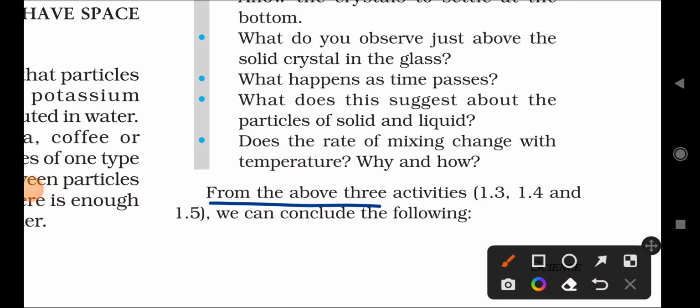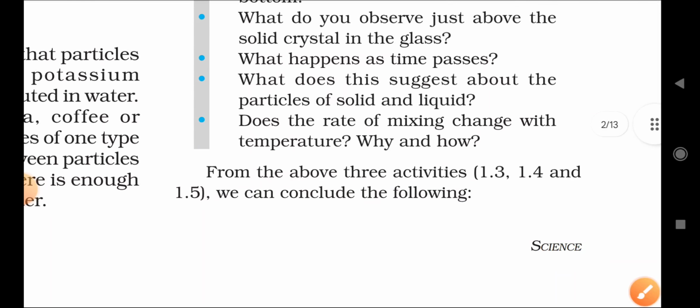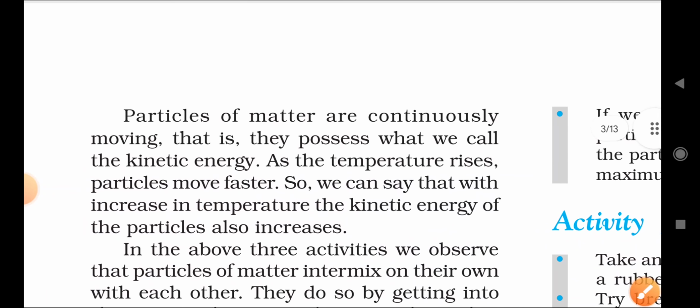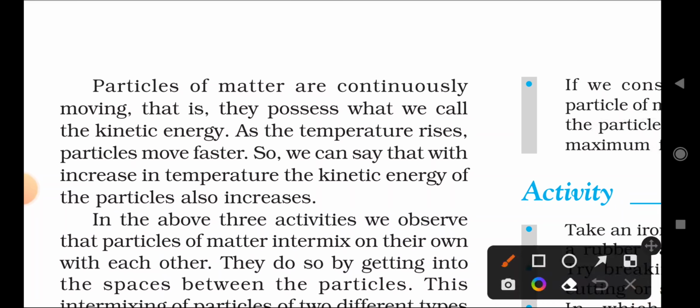From above these activities 1.3, 1.4 and 1.5, we can conclude the following results. From the first activity, the incense stick, then adding the honey and red ink or blue ink to the water solution, and another one, potassium permanganate and copper sulfate solution. From these activities, what do we conclude here? Particles of matter are continuously moving, that is, they possess what we call kinetic energy.